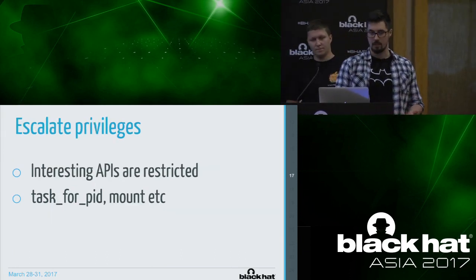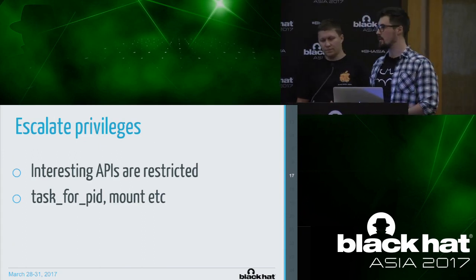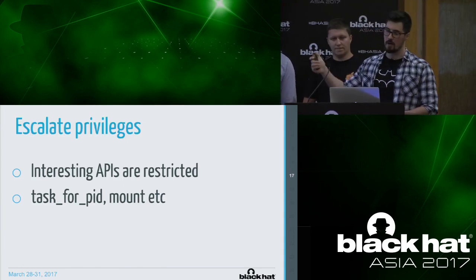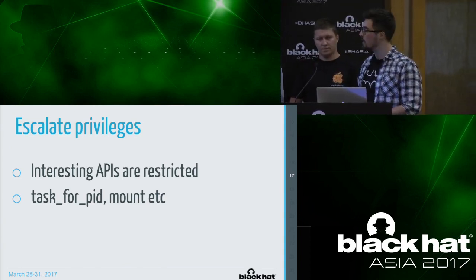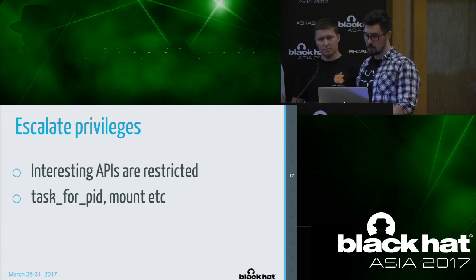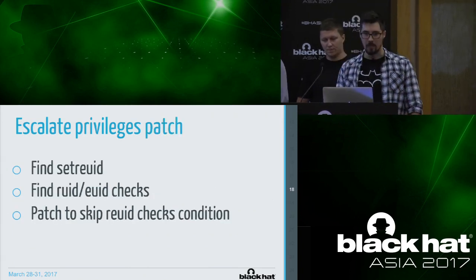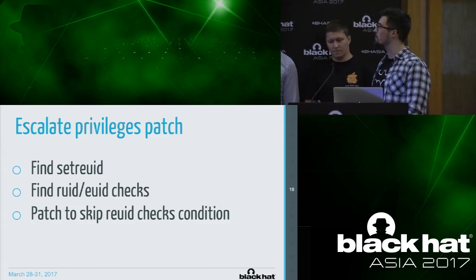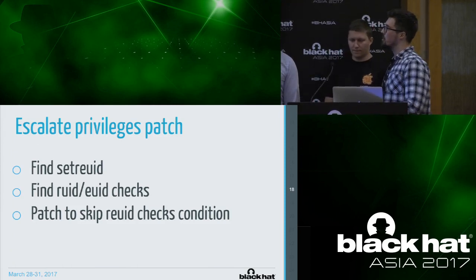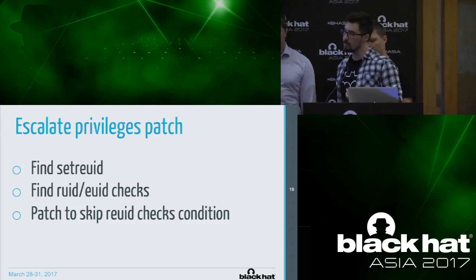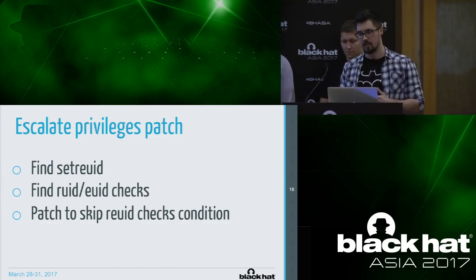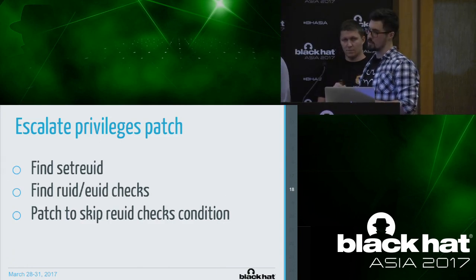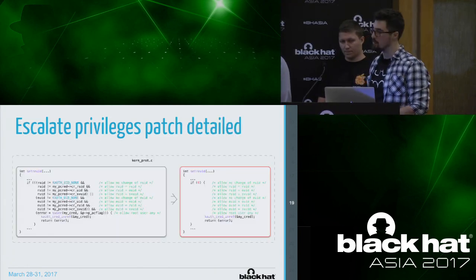So, escalating privileges. As I said, most of the critical system APIs require root to work: task_for_pid, mount, host_get_special_port, and so on. In order to use these APIs, we need to escalate privileges. A pretty popular way, if we bypass the kernel page protection to patch the kernel directly, is the setuid syscall, where there is a check comparing the real UID with the effective UID. There's a set of those checks. All we need to do is find them in the setuid function and patch them to skip this condition altogether.